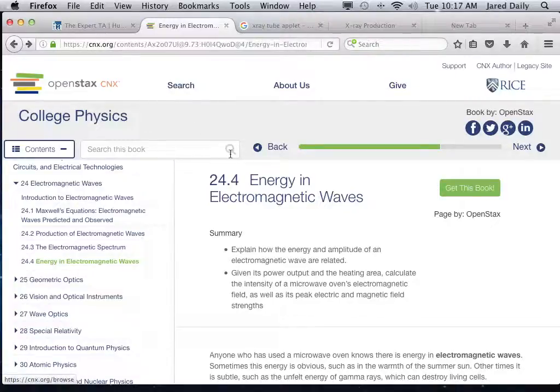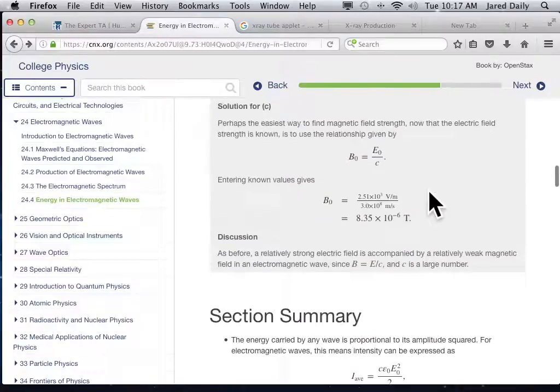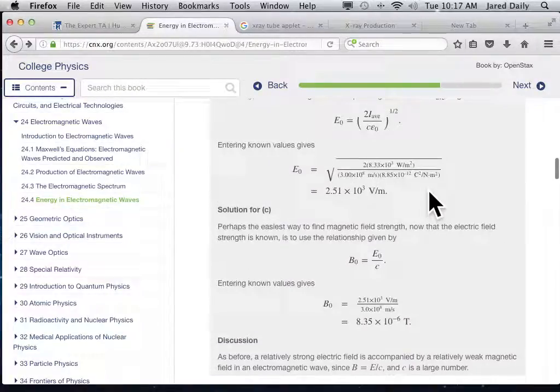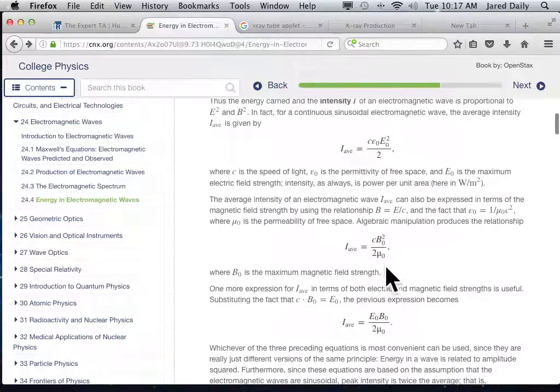Okay, let's see, what are we doing? For the solution to part B, what is that? This equation? Yeah. That is an equation that we saw way back here, right above it, part B. This equation came from right here. It's this equation solved for the electric field.